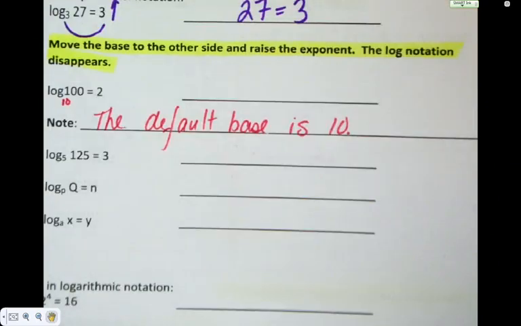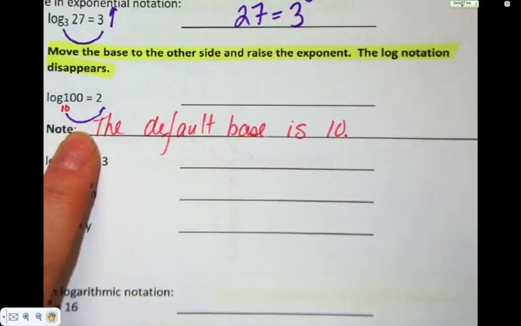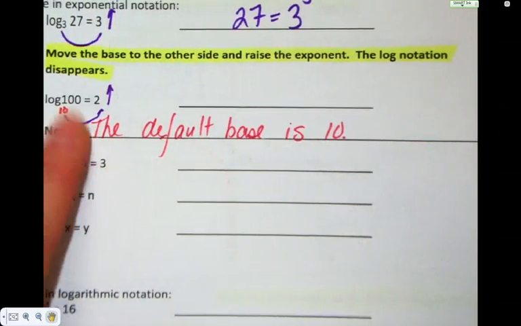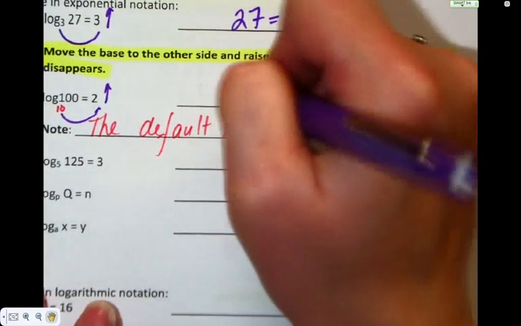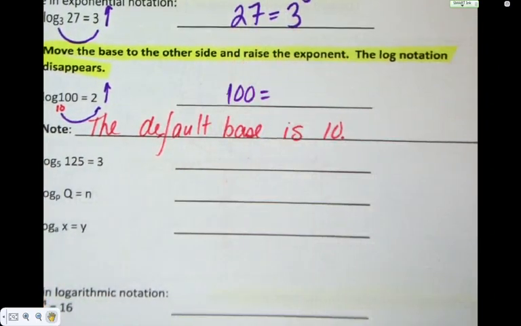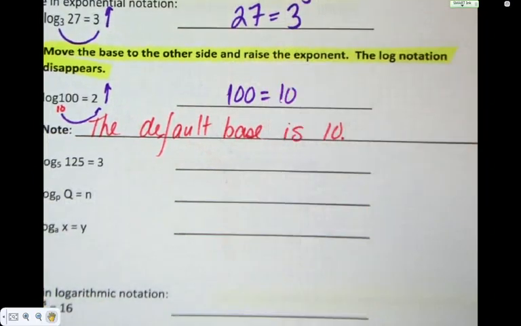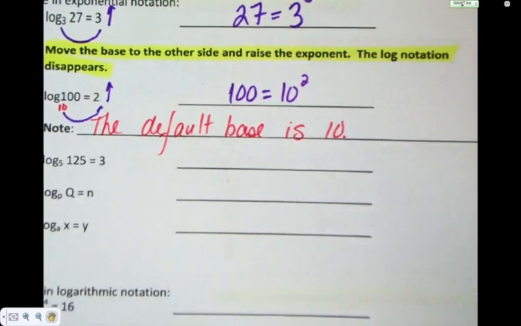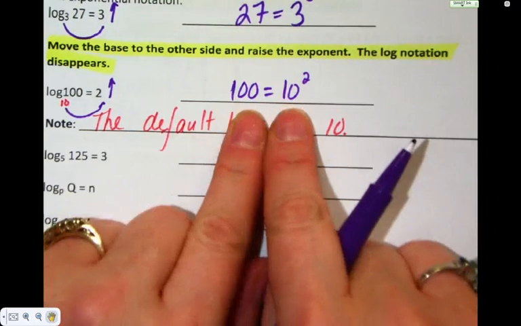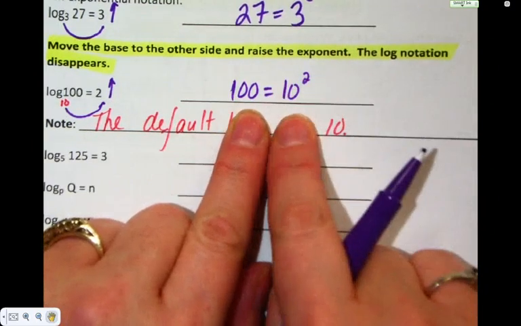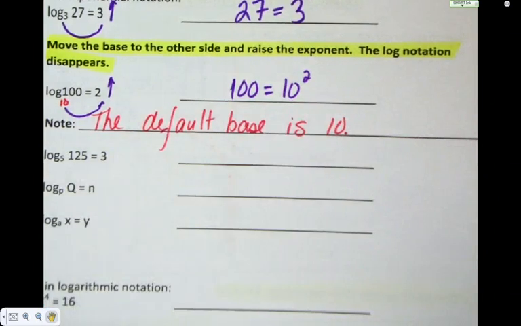Okay, so if we want to convert this, 10 moves over. What happens to the 100? Stays, and the log disappears. So 100 stays where it is, log disappears, 10 goes over, bumps the exponent up. And what's nice about these is you can check, does 10 squared equal 100? Then you know you've done it the right way.